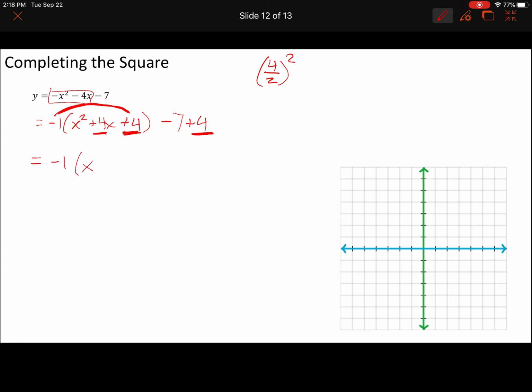And then we factor this. So this becomes x plus 2 times x plus 2 when I factor. Combine like terms on the outside. And then here it is. Go ahead and pause. And then I'll jump to the screen that has the vertex, the axis of symmetry, and the graph.